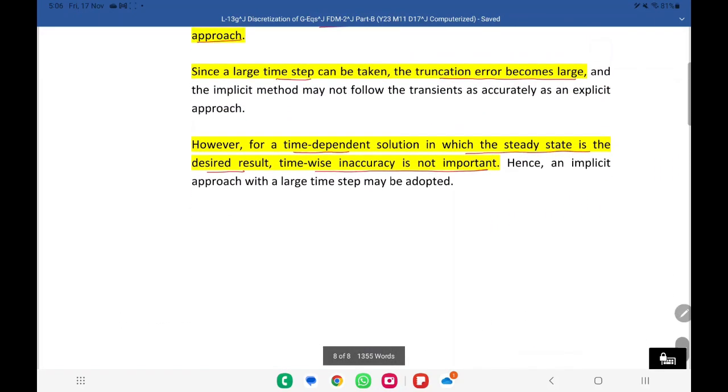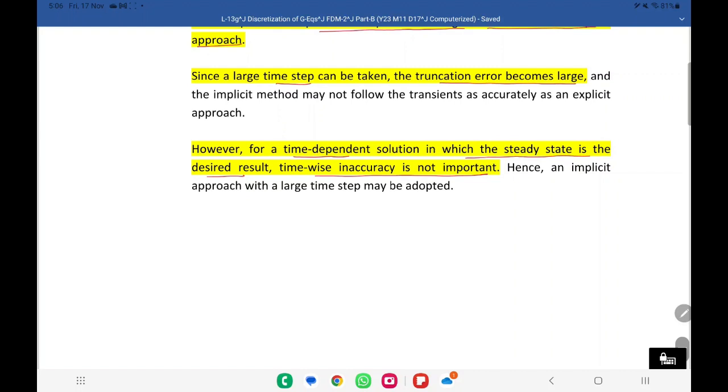So, this is the end of it. Hence, an implicit approach with a larger time step may be adopted. So, I'll just sum up what we did.